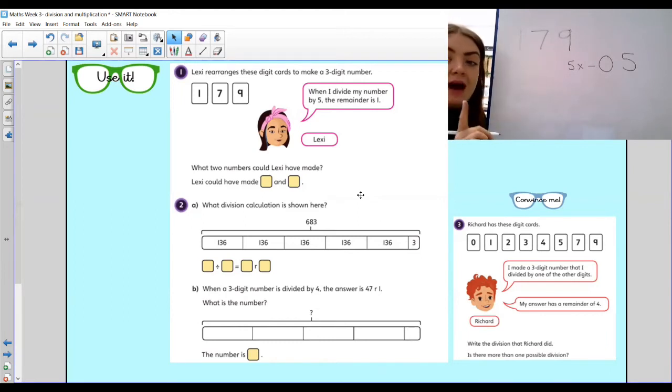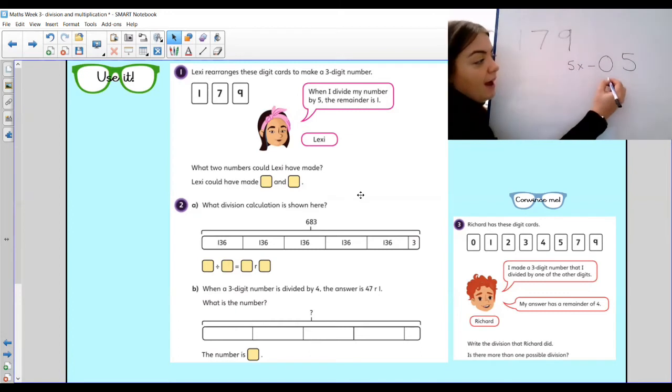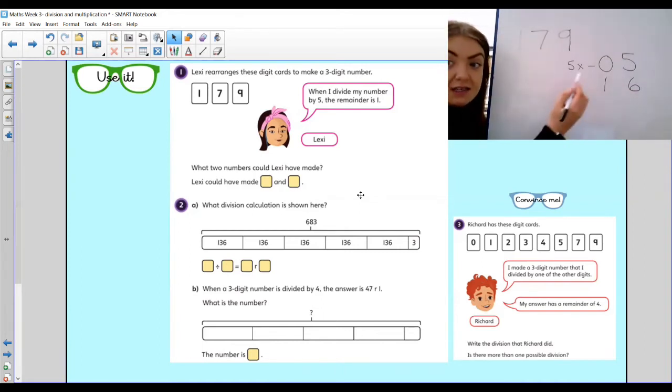But if I'm going to have 1 left over, that means my number is either going to end in a 1 or a 6. Can you see how that is going to then divide by 5, but then leave me with 1 left over? Because this one, I might get a number that's 20, but if I have 21, there's going to be 1 left over. I might get a number that divides by 5, 5 groups of 5, which is 25, but I've got 26. It's going to leave me with a remainder of 1.